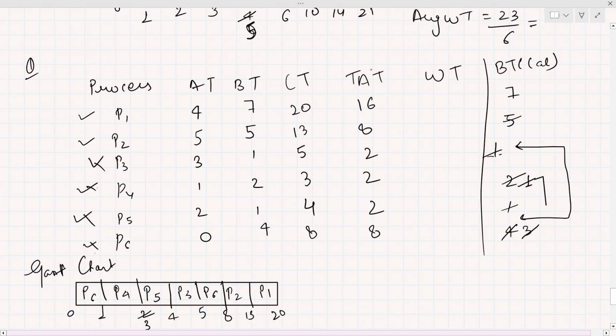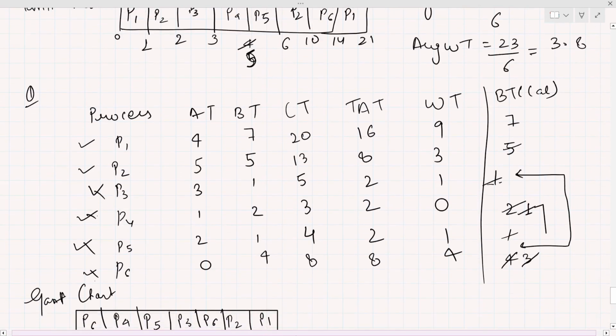After that, what is waiting time? Turnaround time minus the burst time. This is what waiting time is. So 16 minus 7, 9. 8 minus 5, 3. 2 minus 1, 1. 2 minus 2, 0. 2 minus 1, 1. And 8 minus 4, which is 4. So this is the waiting time.